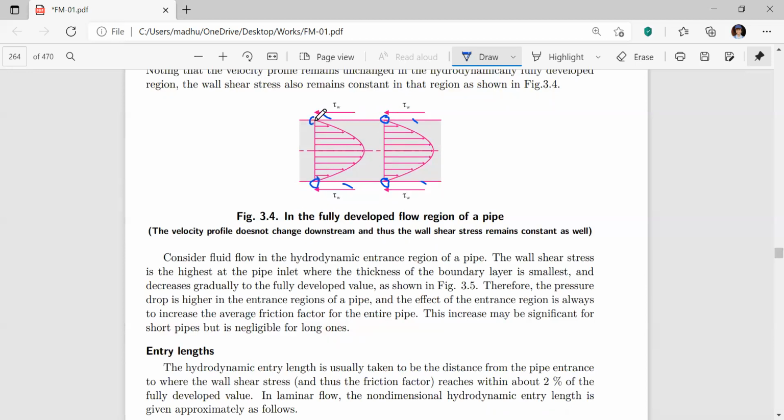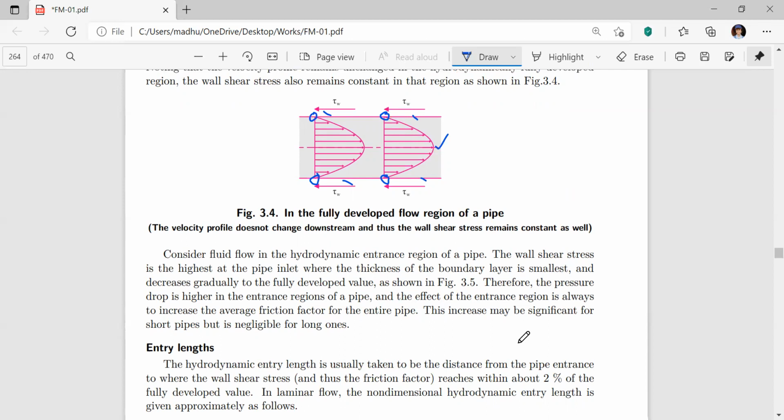And at the center, there is a fully developed value of the velocity, and you can see the velocity is maximum at the center. Therefore, the pressure drop is higher in the entrance regions of the pipe, and the effect of the entrance region is always to increase the average friction factor for the entire pipe. This increase may be significant for short pipes but negligible for long pipes.